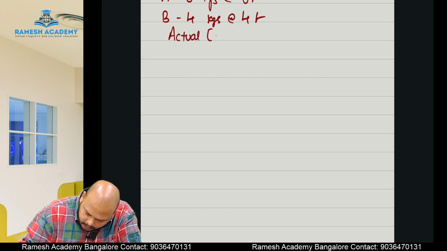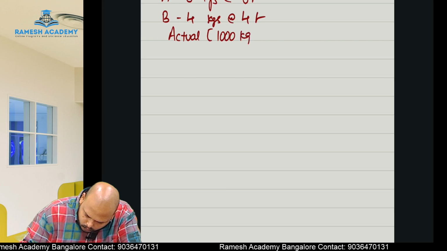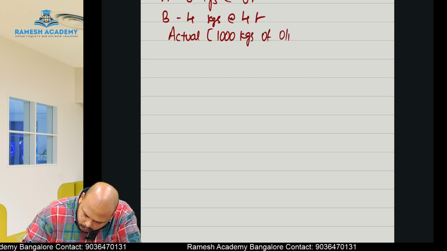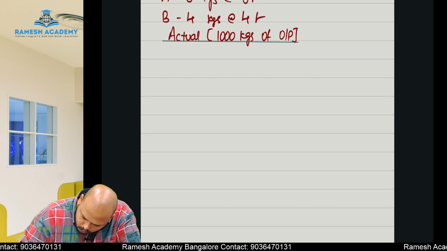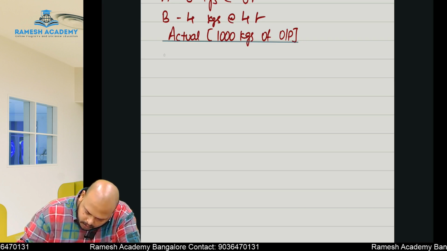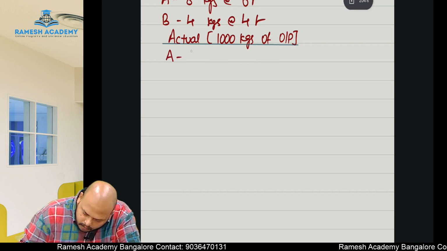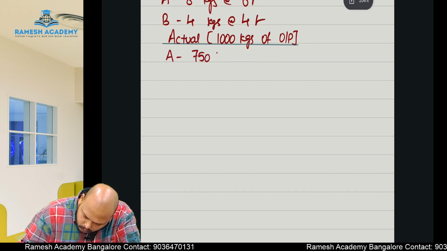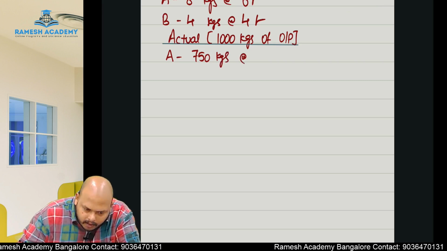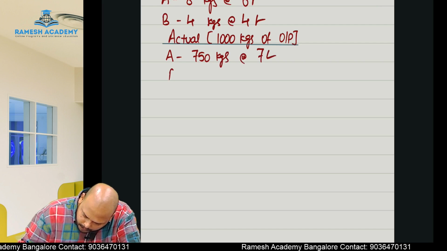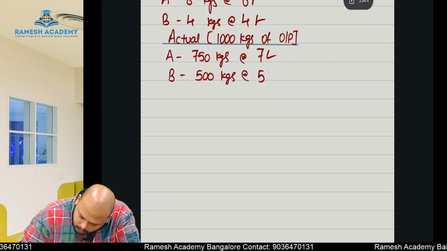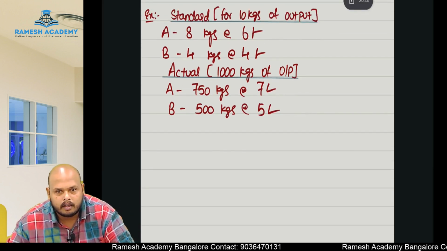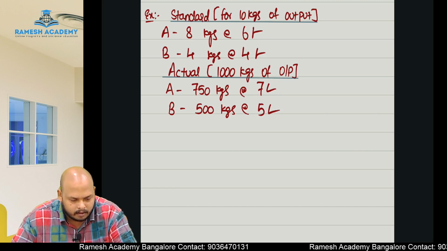Actual is given for 1000 kgs of output. A: 750 kgs at the rate of 7 rupees. B: 500 kgs at the rate of 5 rupees. Okay? So this is the given information.